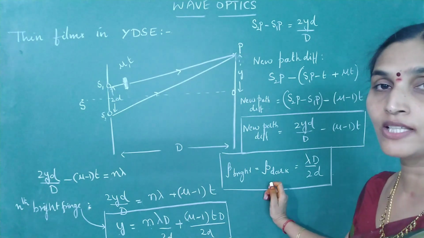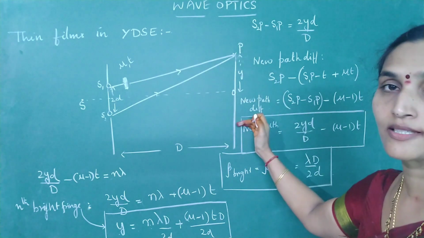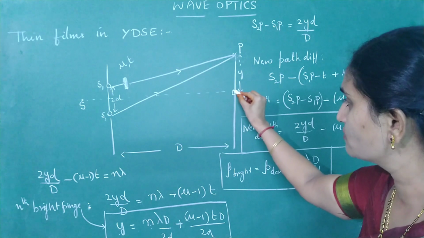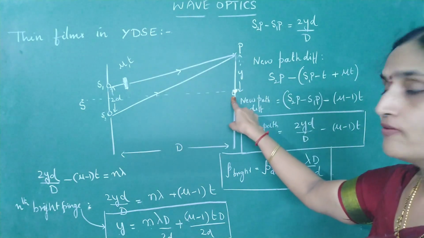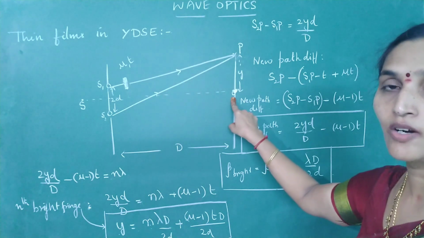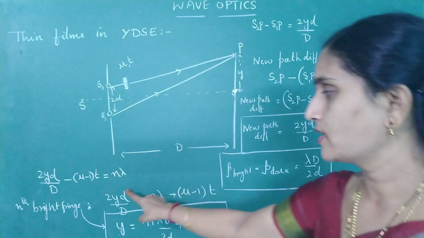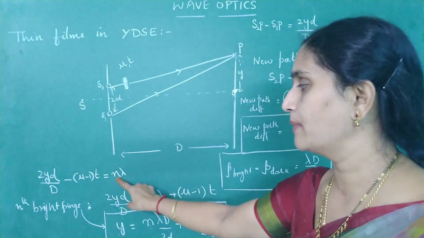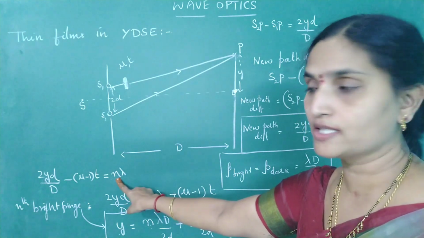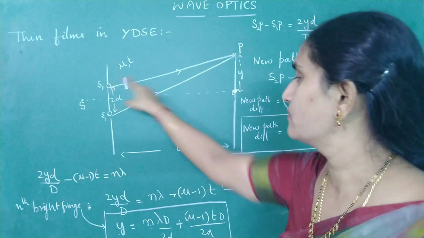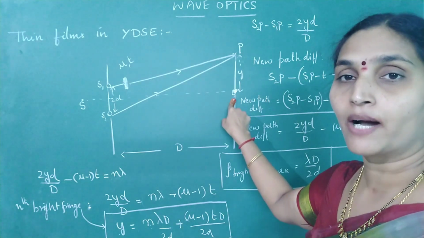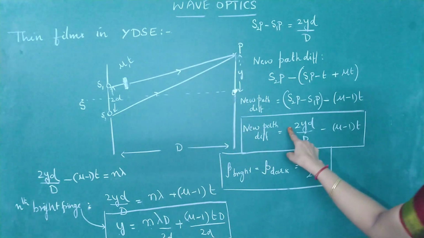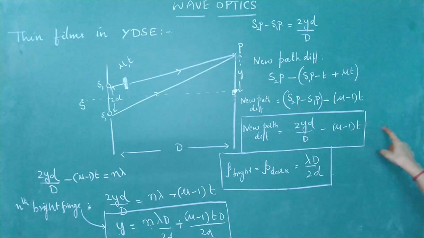But let us see whether there will be any shift in the fringes. Previously the central fringe was formed exactly at this point O. Now let us see where the position of the central fringe is. How to get the central fringe? For the central bright fringe, n should be taken as 0. So at this point the path difference has to become 0. You will get the central fringe when the path difference becomes 0. So equate the new path difference to 0.